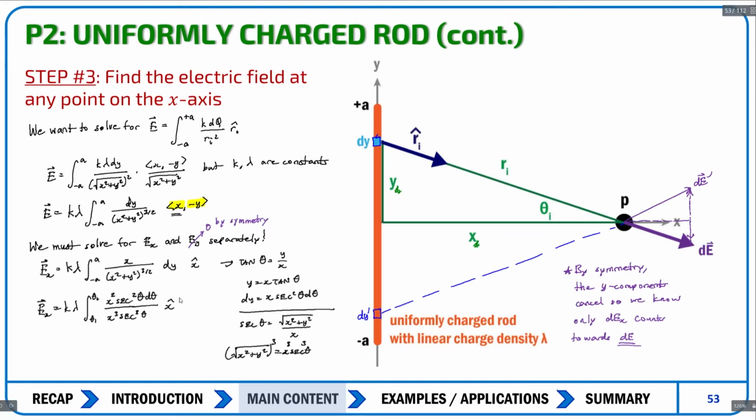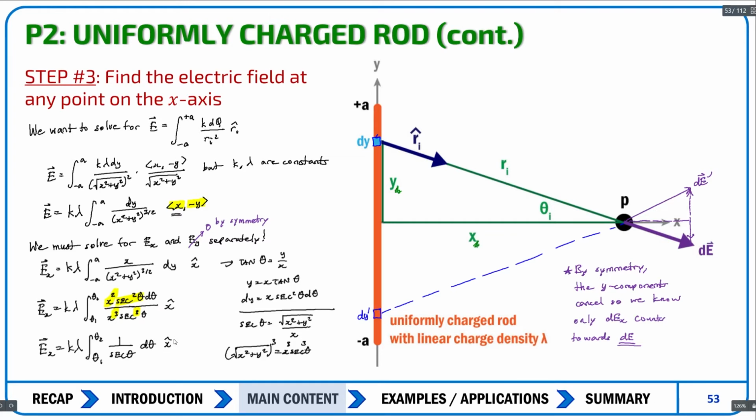Now, how do I simplify this? I now have EX being equal to K times lambda integral of theta 1 to theta 2. And we can cancel out a lot of things. We have x squared canceling out the cubed over here, and we have secant squared theta canceling out the cubed here as well. And we end up with a simple 1 over secant theta d theta x hat.